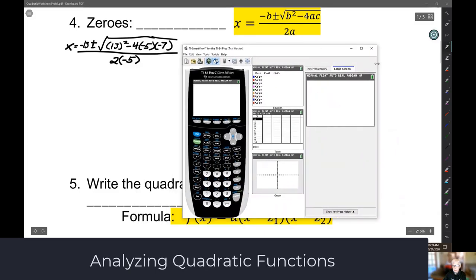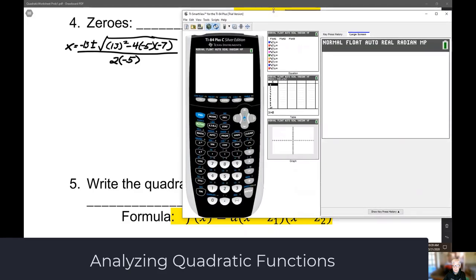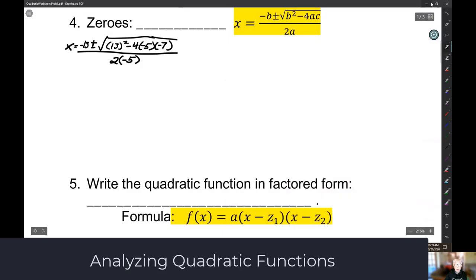Make it somewhat bigger. All right, well, whatever. Okay, 13 squared minus 4 times negative 5 times negative 7. Double check that. Yes, that's right. I just want to find out what that is. It's 29. That is not a perfect square. So X equals negative 13 plus or minus the square root of 29 all over negative 10.